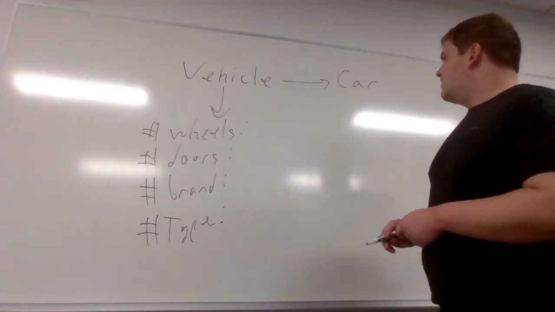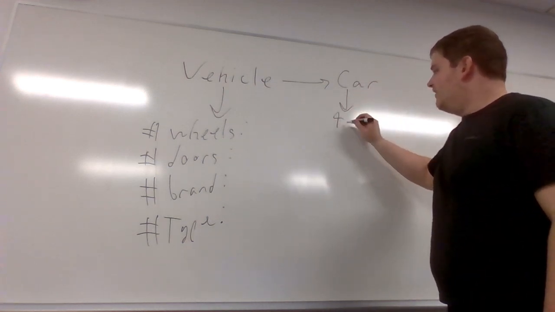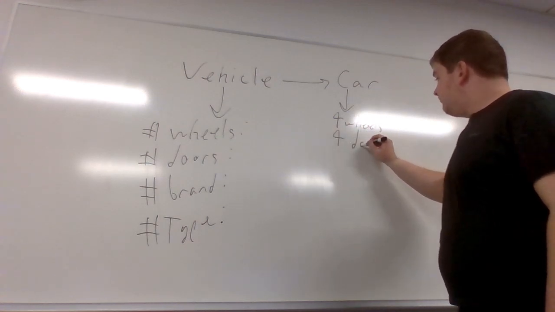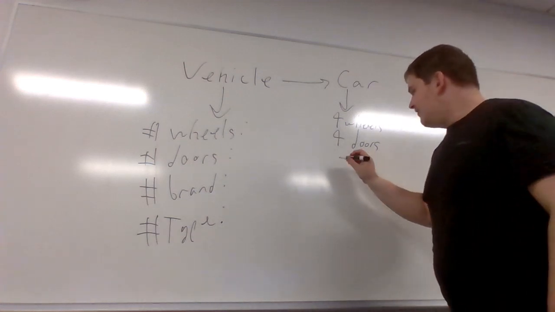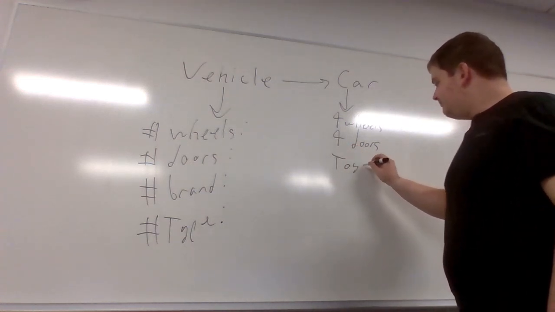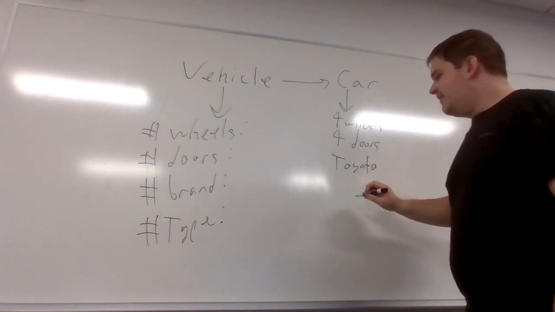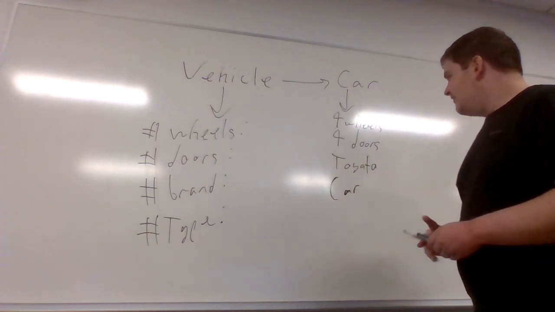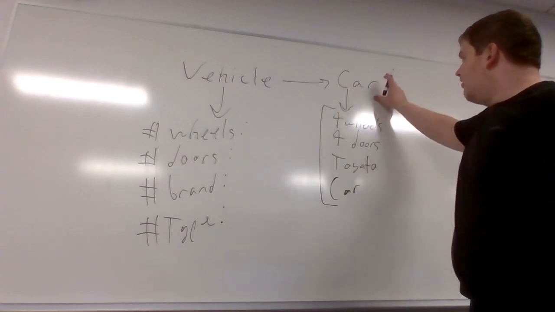So we can define a car as having four wheels, four doors, and because I just said Toyota Camry, we'll call our brand Toyota, and then the type will be a car. And this is going to be our descriptor for the car object that we made.